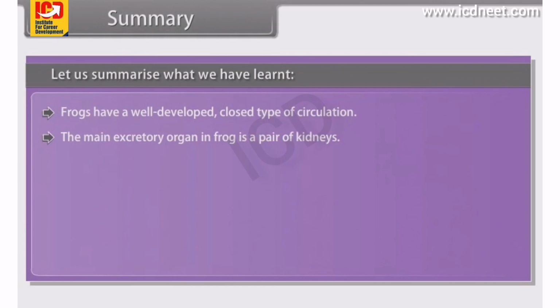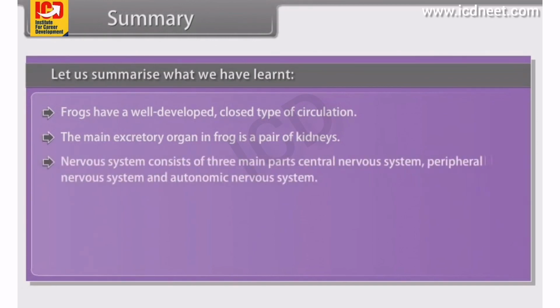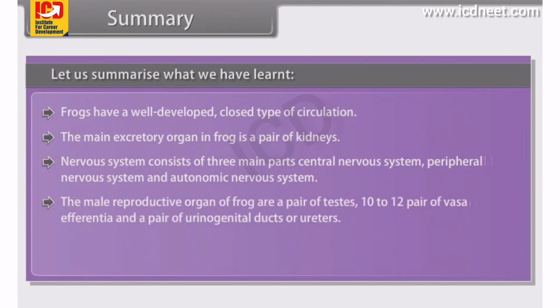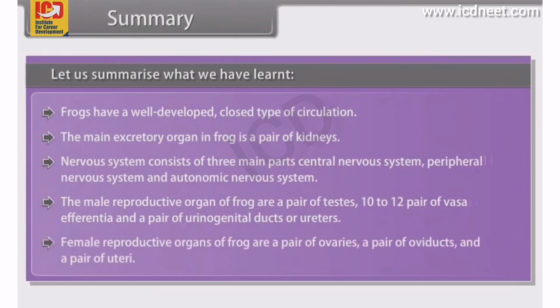The main excretory organ in frogs is a pair of kidneys. Nervous system consists of three main parts: central nervous system, peripheral nervous system, and autonomic nervous system. The male reproductive organs of frog are a pair of testes, 10 to 12 pairs of vasa efferentia, and a pair of urinogenital ducts or ureters. Female reproductive organs of frog are a pair of ovaries, a pair of oviducts, and a pair of uteri.